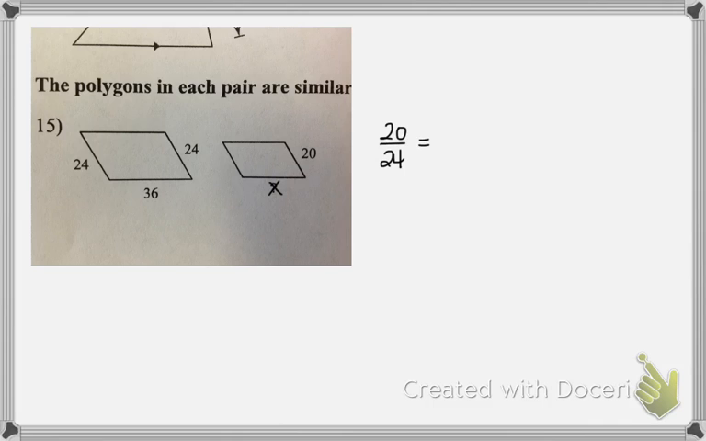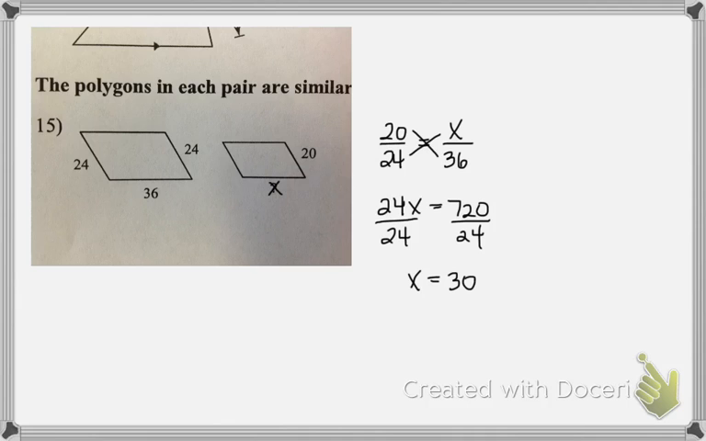So that would be equals x over 36. If we solve this, we cross multiply: 24x equals 720, multiplying 20 times 36. What is 720 divided by 24? 30. Very good. So x is going to equal 30.